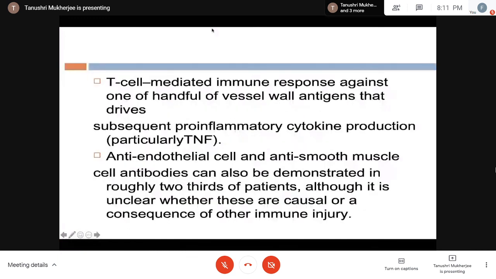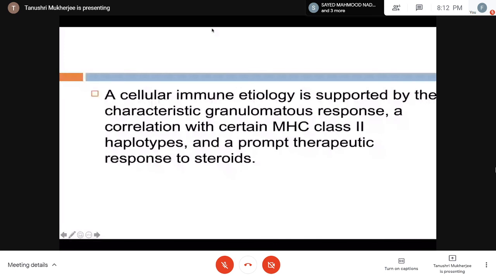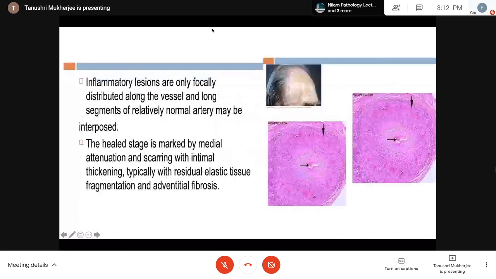There is a T cell mediated immune response against a handful of vessel wall antigens that drive subsequent pro-inflammatory cytokine production, particularly tumor necrosis factor. The cellular immune etiology is supported by the characteristic granulomatous response, a correlation with MHC class 2 haplotype, and a prompt therapeutic response to steroids. The healed state is marked by medial attenuation and scarring with intimal thickening, with residual elastic tissue fragmentation and adventitial fibrosis.